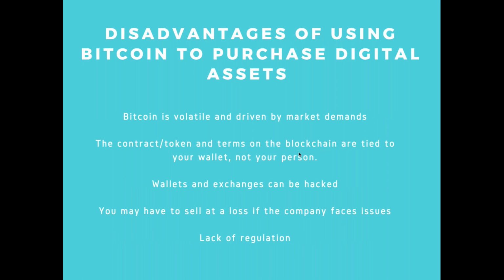So, disadvantages of using Bitcoin to purchase digital assets. Well, Bitcoin is volatile. It's very volatile, as I said before, and it's driven by market demands. So all it takes is for Japan to say, you know what, we're not going to deal with Bitcoin anymore, and then you have a dip. And then regulators, because it's just still in this gray area. I really, really hope in 2018 they will at least put some sort of regulation in place, because I think it's needed. We need regulation in the sense not to control, but to protect.